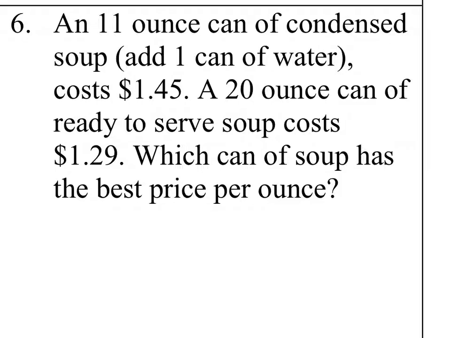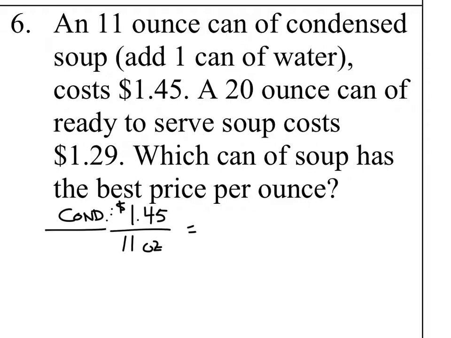Okay. An 11-ounce can of condensed soup, which is so yummy. Add 1 can of water. I don't know if they said that. Cost $1.45. A 20-ounce can, ready to serve soup, costs $1.29. Which can of soup has the best price per ounce? All right. Well, let's look at the condensed. Condensed is 11 ounces at $1.45.